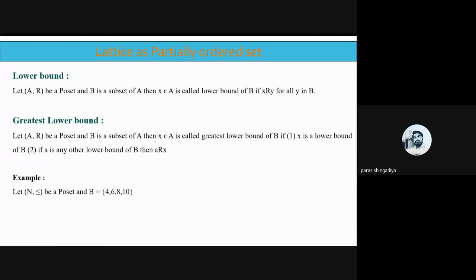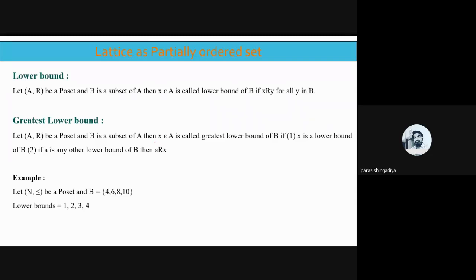So how can we define the lower bound? The definition is here: (A, R) be a poset, and B is a subset of A, and x belongs to A is called a lower bound of B if x R y for all y belongs to B. Okay, x belongs to A, that you have to consider as a lower bound of B if x R y is satisfied for all y belongs to B. Then we can say that this x is called the lower bound of B.